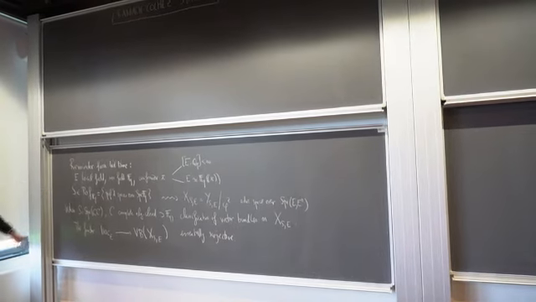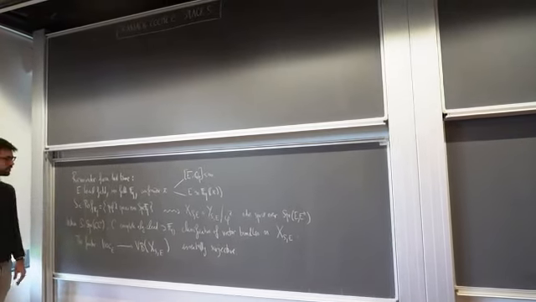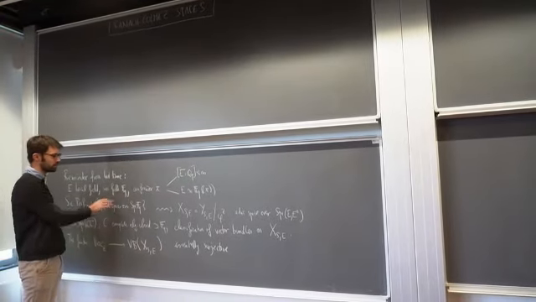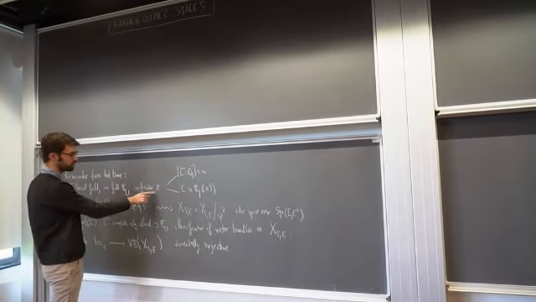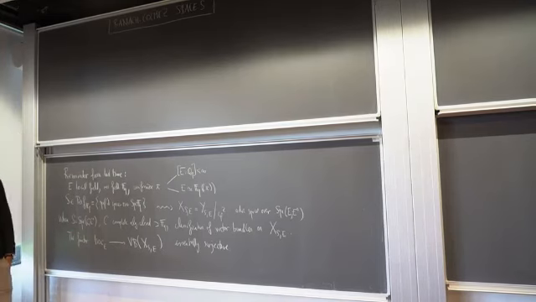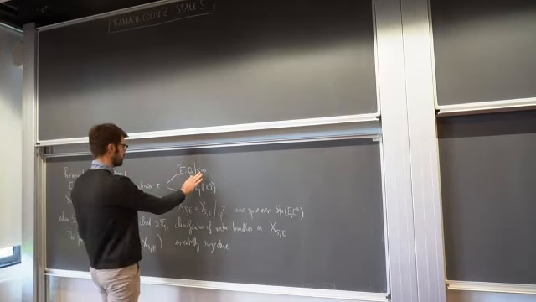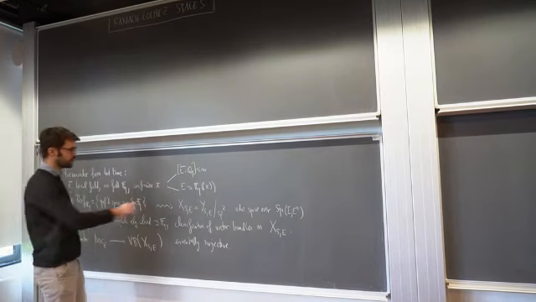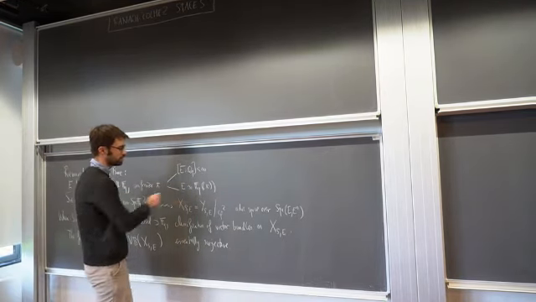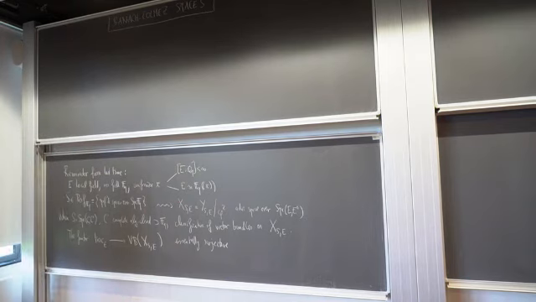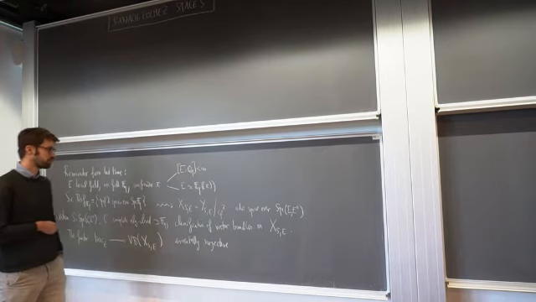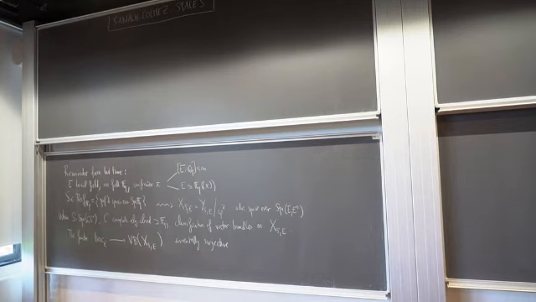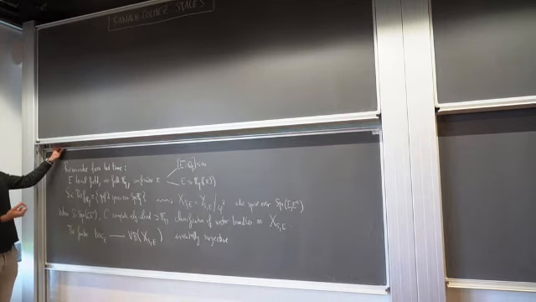For all the talk, I always fix E to be a local field with finite residue field F_q, and I choose a uniformizer pi. So basically, there are two situations, right? Either E is a finite extension of Q_p, or we are in positive characteristic, and E is a field of Laurent series over the finite field F_q. So that was the first piece of the data.